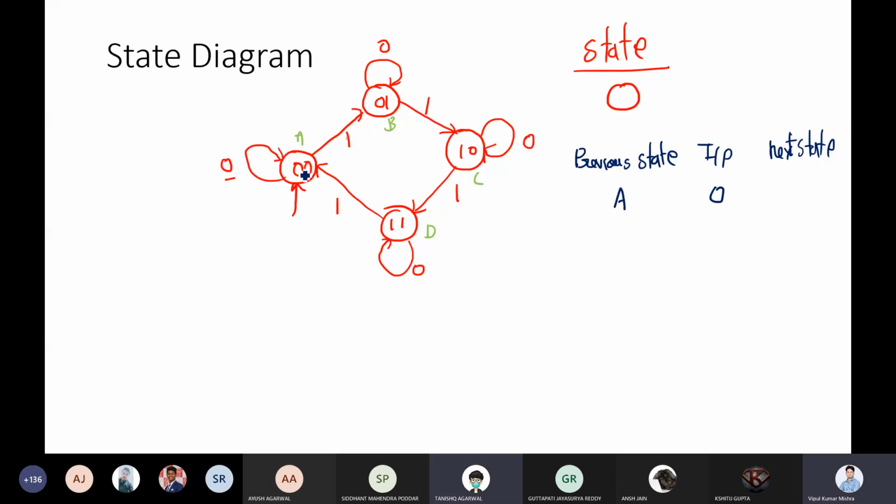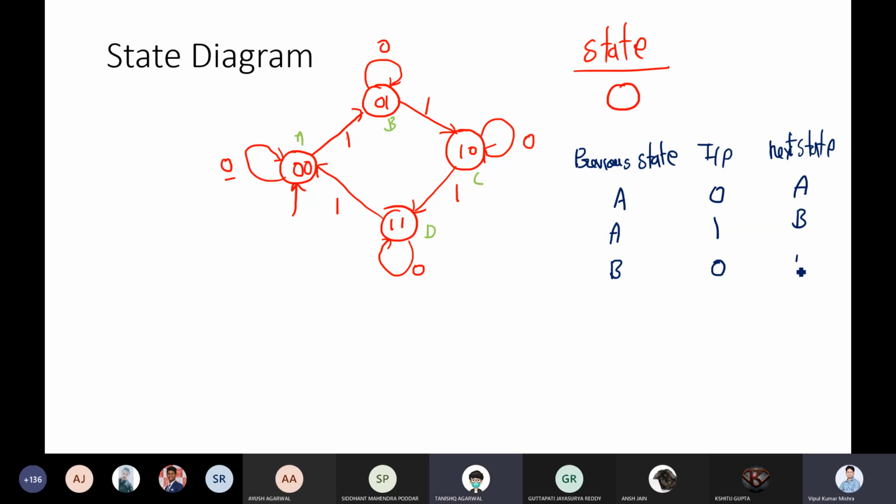Yes. So if you are in this state and your input is 0, you will remain in the same state. So you will say your next state is A. Now suppose your previous state is A and input is 1. What will be the next state? B. Now suppose you are currently in the B state and your input is 0.